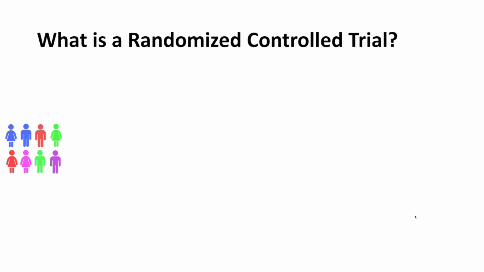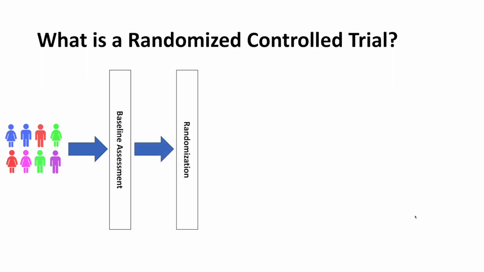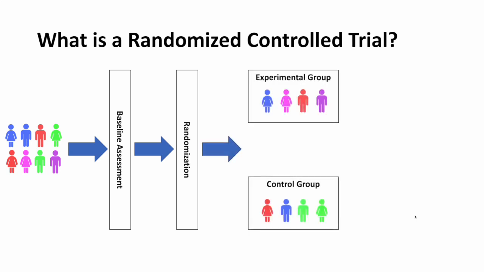So first, what is a randomized control trial? Well, broadly, the way that a randomized control trial works is we take a group of individuals from some sample population that may be of interest to us. We're then going to run a baseline assessment for some outcome of interest that we have. And then we're going to randomize these individuals into one of two groups normally, the experimental group and the control group. The experimental group is going to receive some sort of intervention. That can be things like a drug or exercise training. And then the control group is going to not receive that intervention.